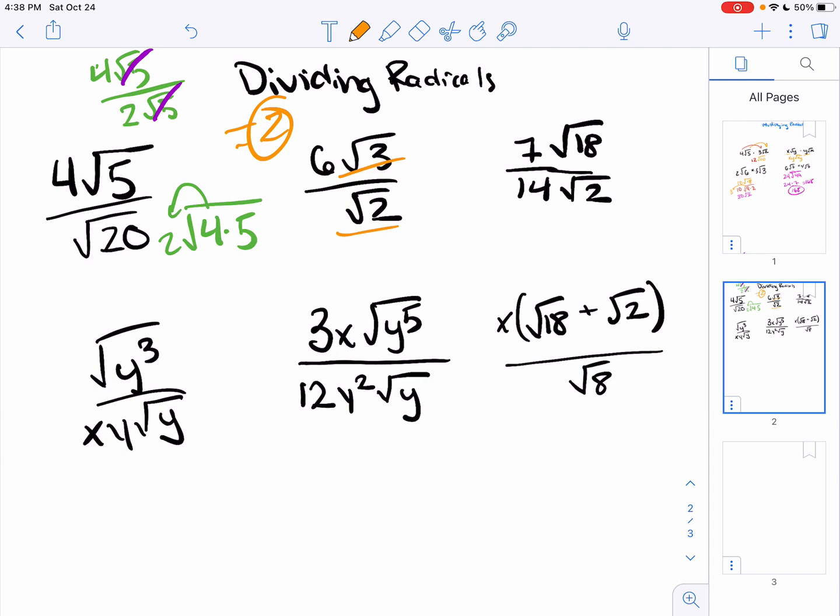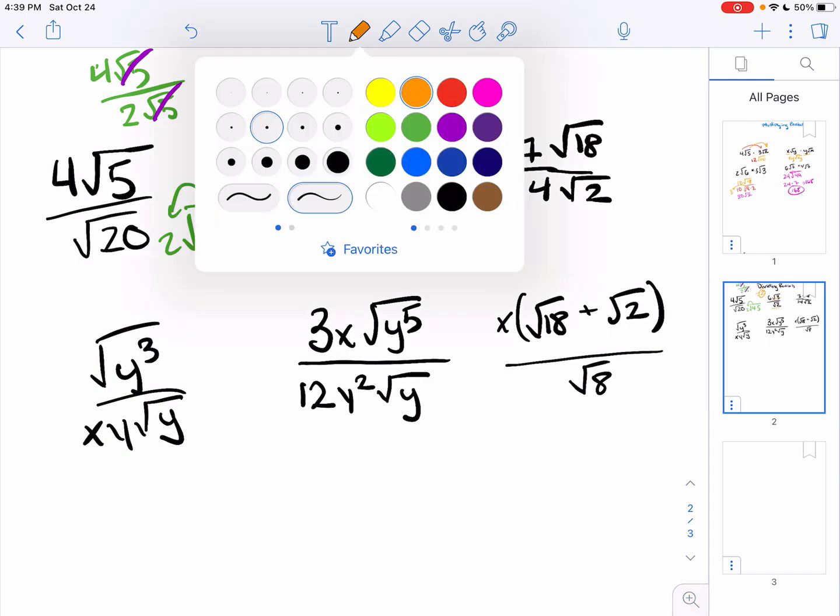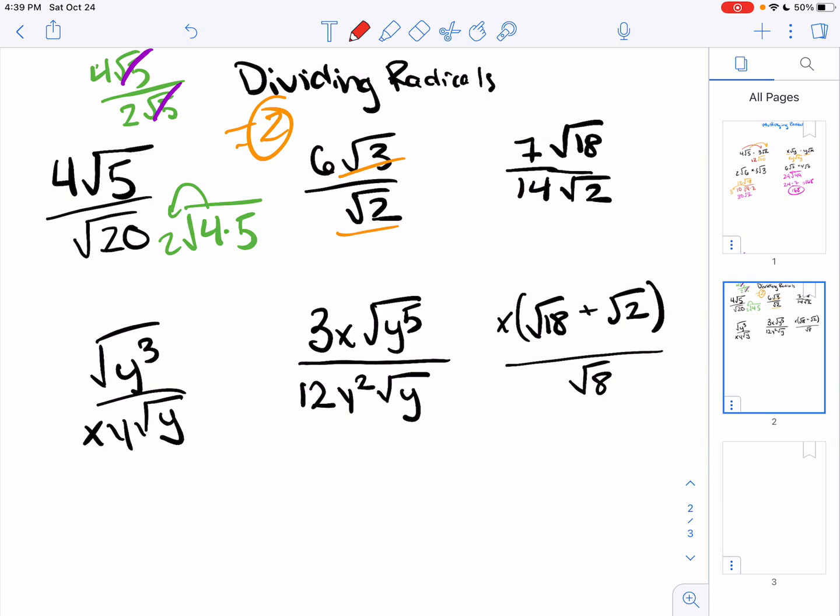So for the next one, the first thing I noticed with this one is we have 7 over 14. That right there we can simplify before we even do anything with the radicals. So 7 over 14 is just 1/2. So then we have a new problem, radical 18 over 2 radical 2. So it's a little bit easier to work with now.